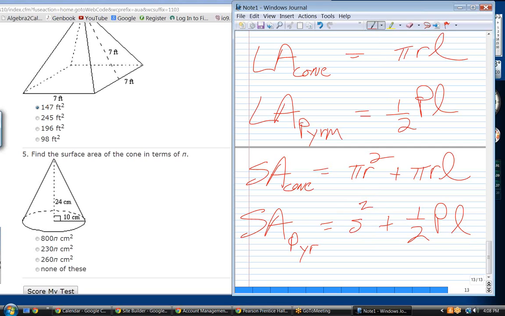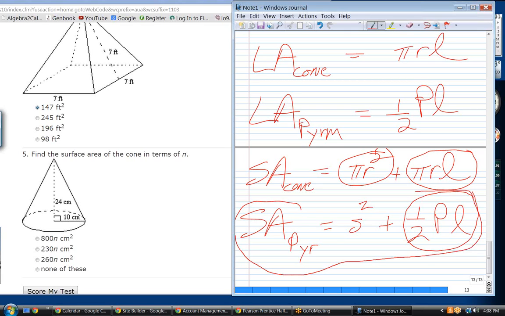So there's your two formulas for surface area of a cone and a pyramid. Notice how they differ. The lateral area of the cone is pi r L. The lateral area of the pyramid is 1/2 the perimeter times L. No pi. There's no pi in the surface area of a pyramid at all. In the cone, there's a pi in the area of the base, and there's a pi in the lateral area also. Okay. So just remember that the half comes in only on the lateral area of the pyramid.